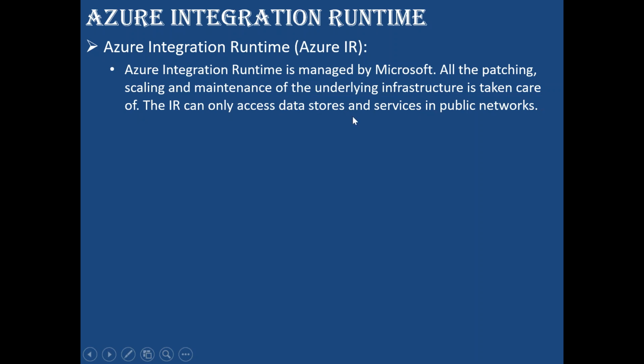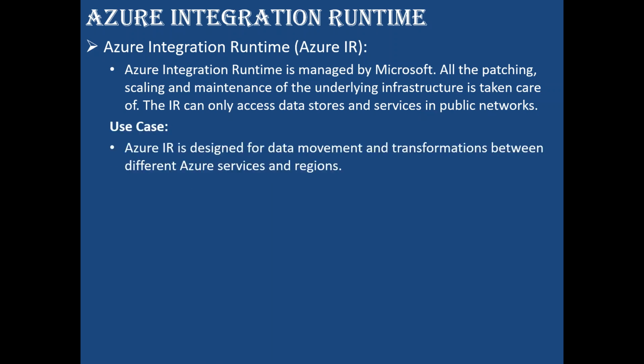So the IR can only access data stores and services in the public network. Public network means the services which are directly available in the cloud without VNet, right? Only those can Azure IR access.